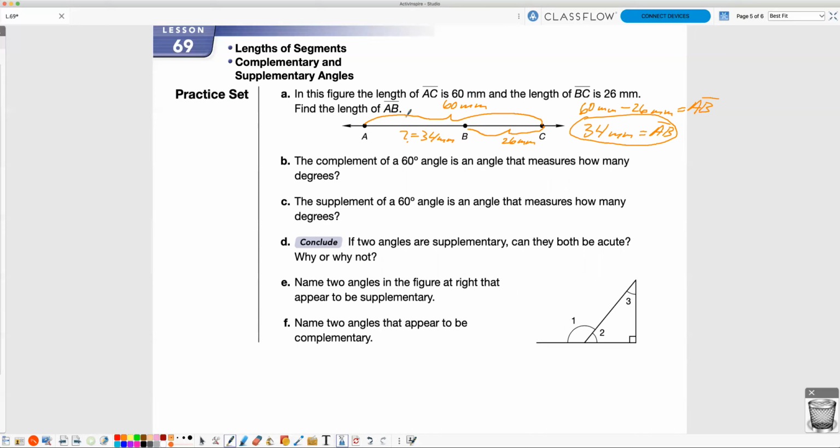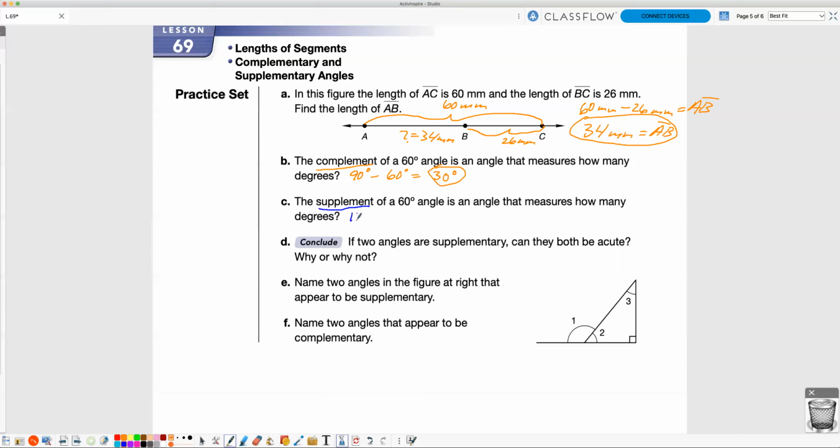That would be correct. Letter B, the complement of a 60 degree angle is an angle that measures how many degrees? Go ahead and answer that one. So remember, a complement is supposed to add up to 90 degrees. So if you already know what a 60 degree angle is, what you've got, the angle should be a 30 degree angle.